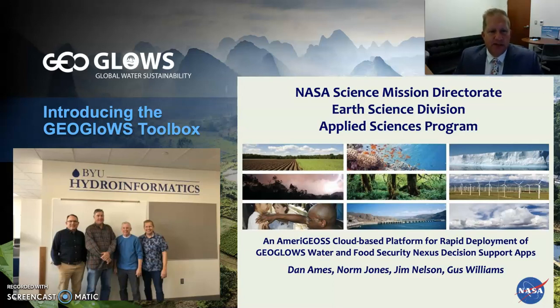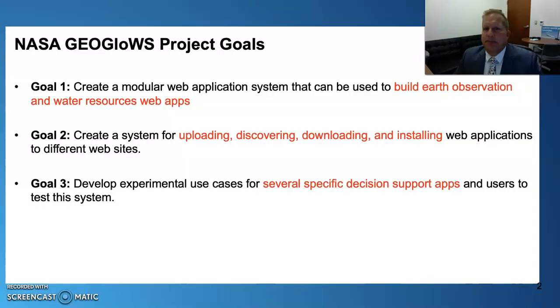I'm in the picture with Jim Nelson, Gus Williams, and Norm Jones at Brigham Young University, where we are working on the Group on Earth Observations Global Water Sustainability, or GEOGloWS Toolbox project. Our project has three main goals. The first goal is about technologies for building Earth observations and water resources web apps. Our second goal is about technologies for moving these web apps and decision support tools around the web and customizing them. And our third goal is about creating some very specific decision support apps and putting them into the hands of our end users to solve specific problems.